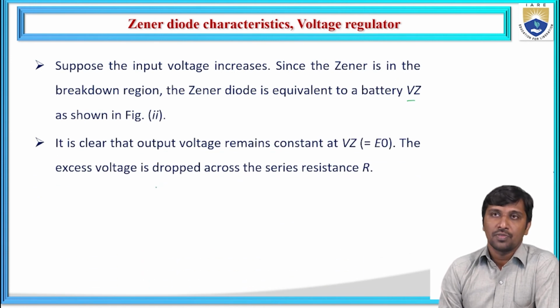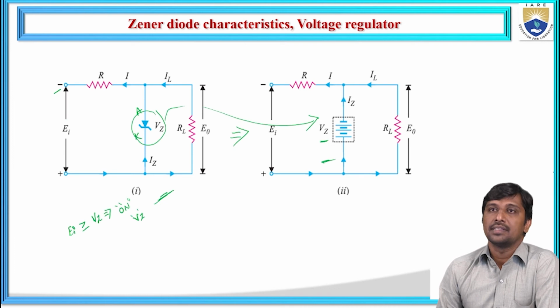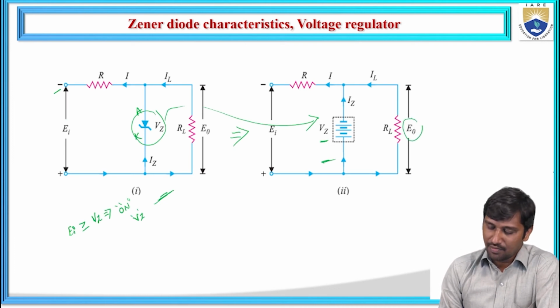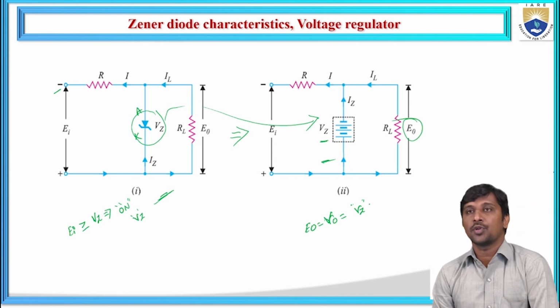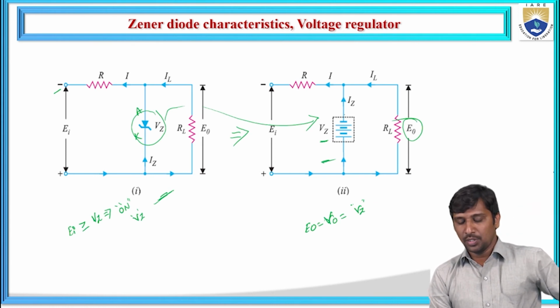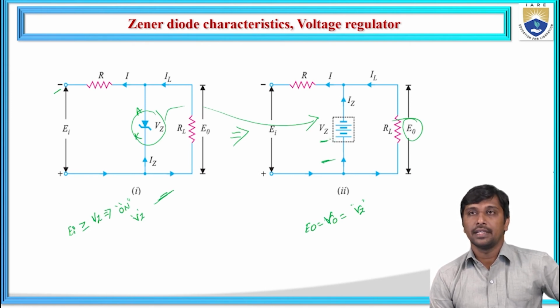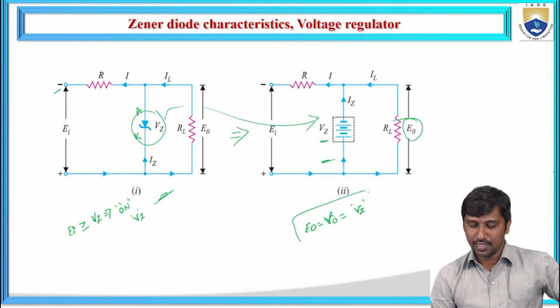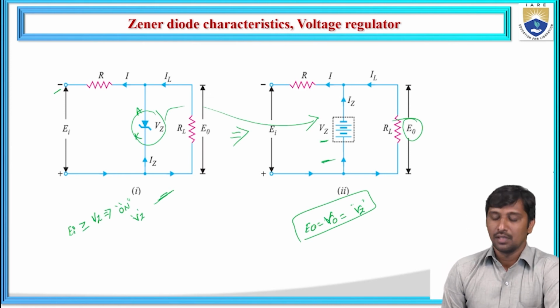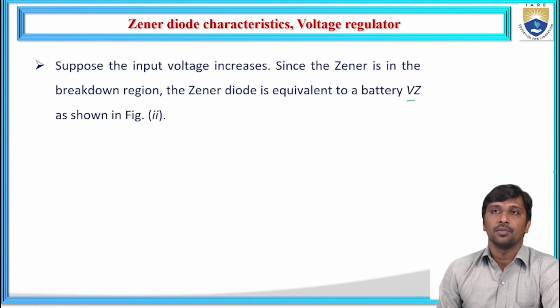From this observation, from this graph and this equivalent representation, to identify the output voltage, whatever the output voltage E naught or V naught is, it is approximately equal to the voltage across the Zener diode. The voltage across the Zener diode is VZ. Whenever the current increases sharply and linearly, at that point the voltage acts as a constant output voltage, which we consider as the output voltage. Hence E naught or V naught is equal to the Zener breakdown voltage.